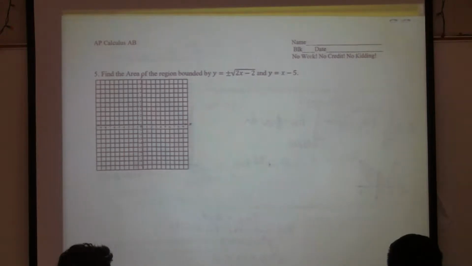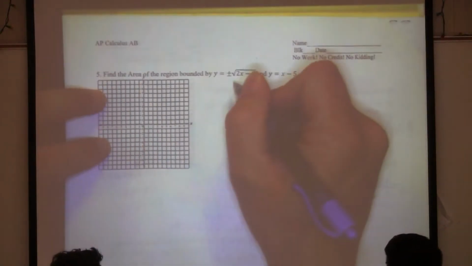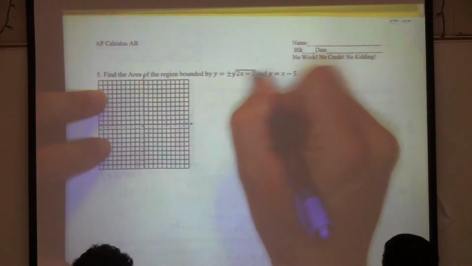More challenging problems now. So y is equal to plus or minus the square root of 2x minus 2, and y equals x minus 5. We know this is a line, and this is the square root graph, right? What does the square root graph look like? Like the diver, right? Except it's the positive one and the negative one. So it's both of them. It's kind of making a sidewards what? Parabola, yes?